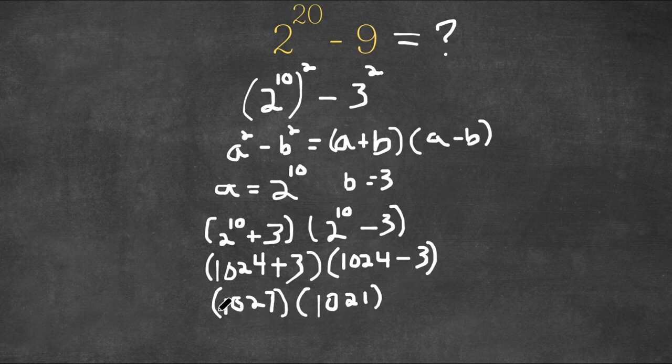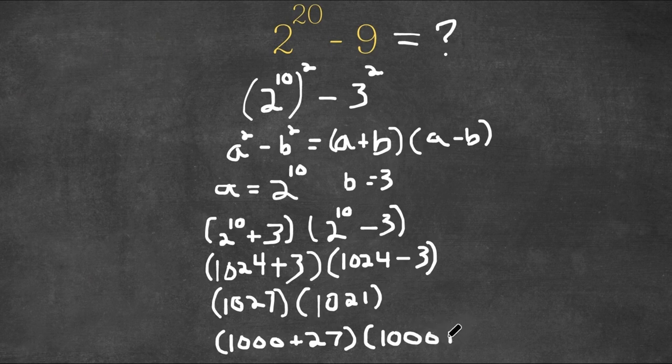Now what we're going to do is rewrite 1027 as 1000 plus 27, times 1000 plus 21. Now what we're going to do is distribute. So we're going to do 1000 times 1000, 1000 times 21, 27 times 1000, and 27 times 21.